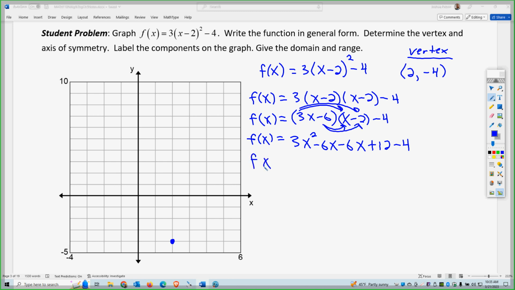All right, so we did exponents. We multiplied twice. The last step is to add and subtract. So 3x squared minus 12x plus 8. Okay, so that is my general form right there, right?